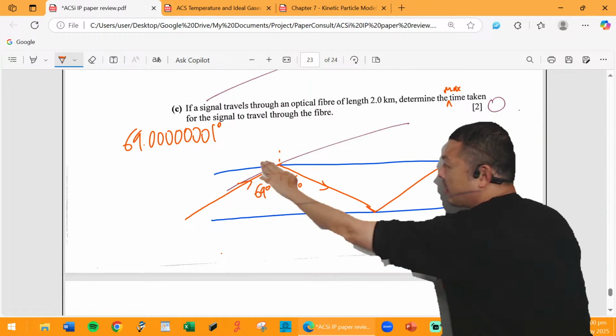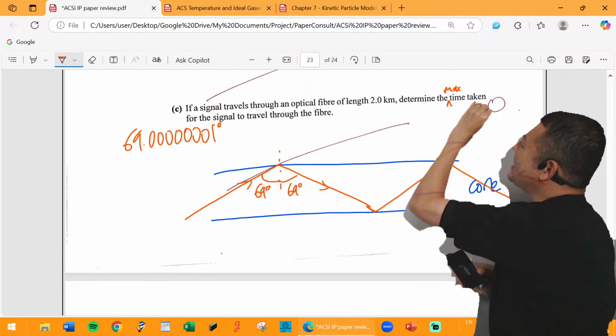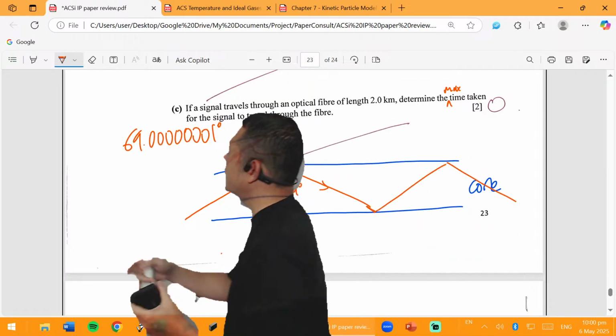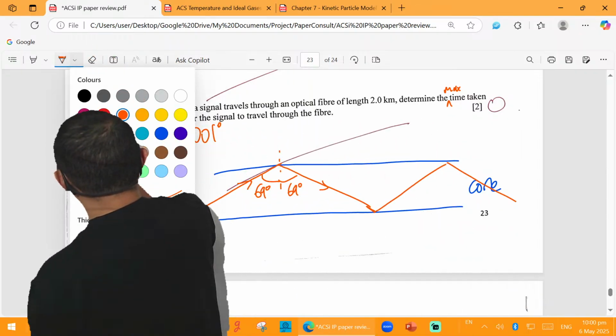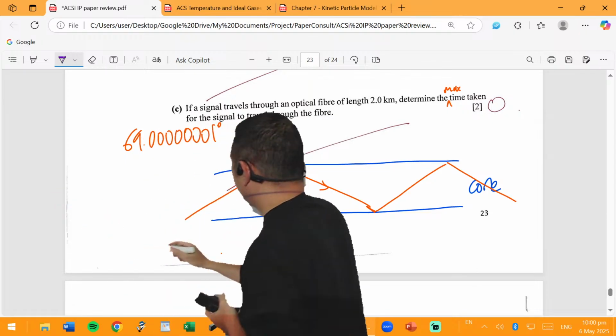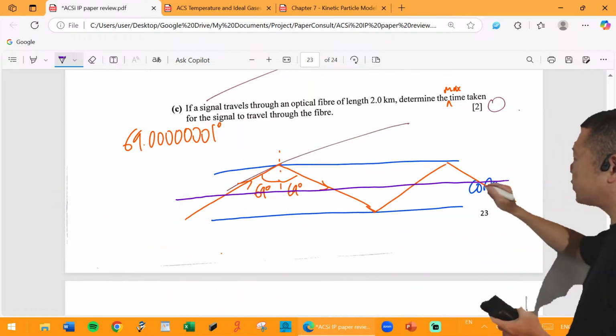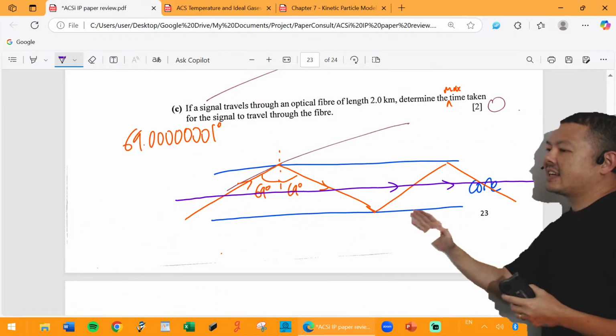Correct. So it would travel up and down all the way. What is the least amount of time taken to travel through? What would have been the type of light ray? If you get a light ray that travels straight through like this, that would have taken the least amount of time.